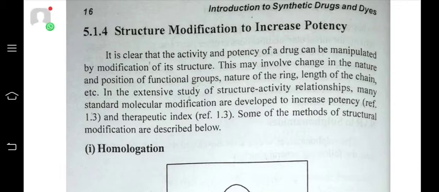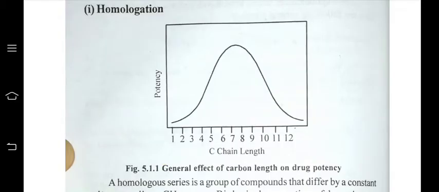These parts involve the position and the nature of the functional groups, nature of the rings, length of the chain, etc., which help in studying the structure activity relationships. This is a study of the homologous series, the general effect of the carbon chain length on the drug potency.